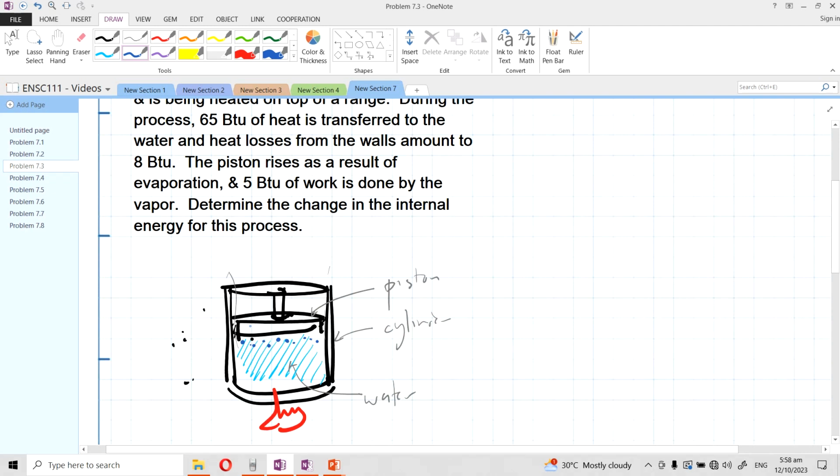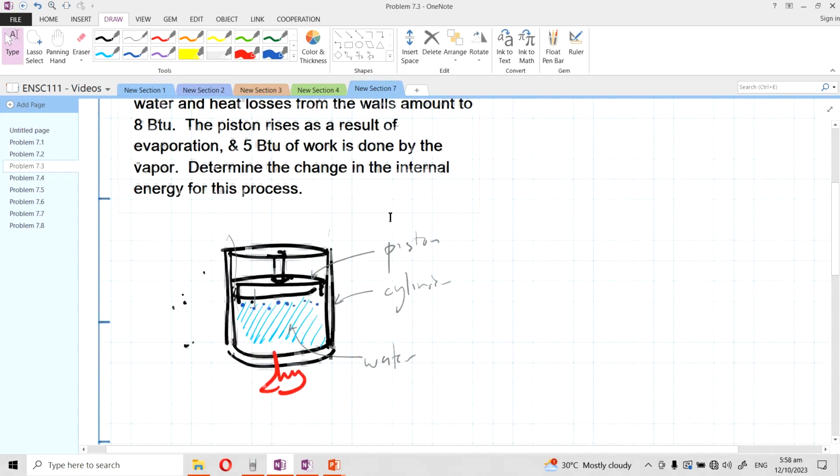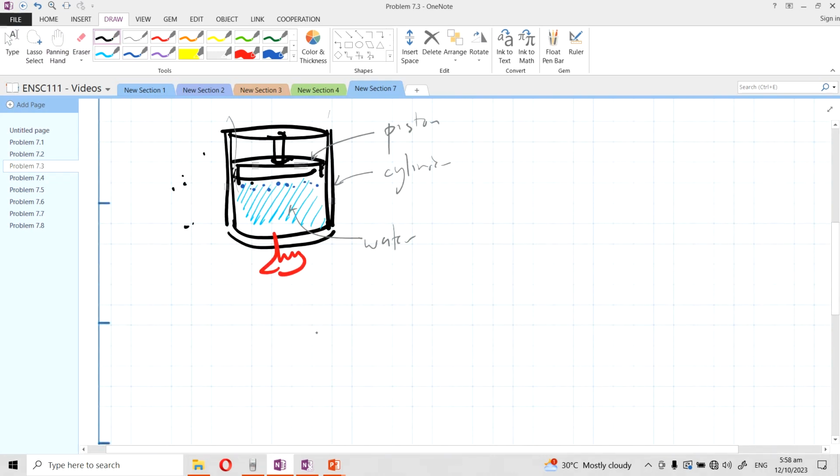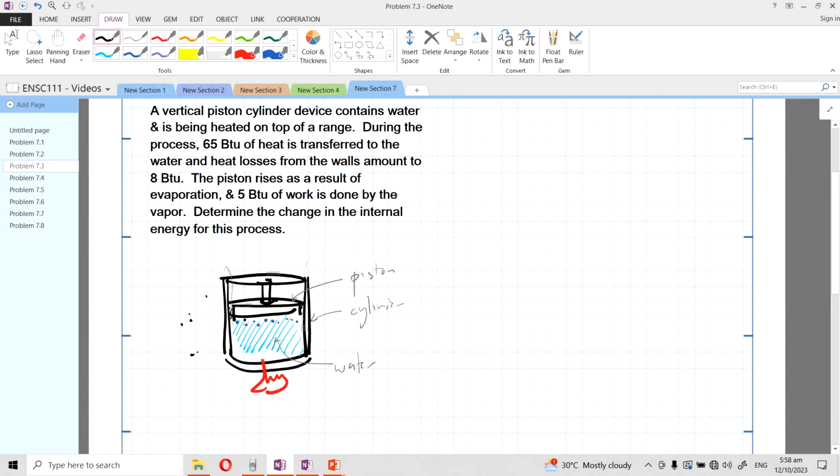And because it's a vapor, there's going to be an expansion, or it has these characteristics to expand. So because of that expansion of vapor, it will push this piston upward. All right, so that's the idea of this problem. Right, so now for the solution.